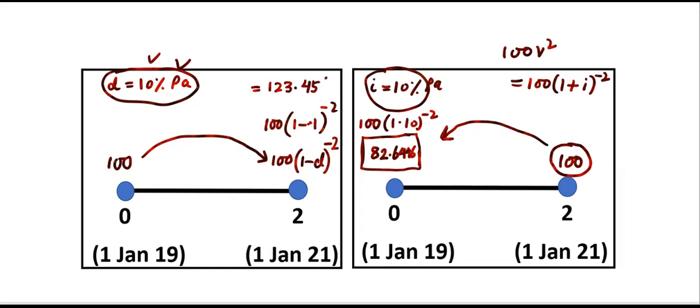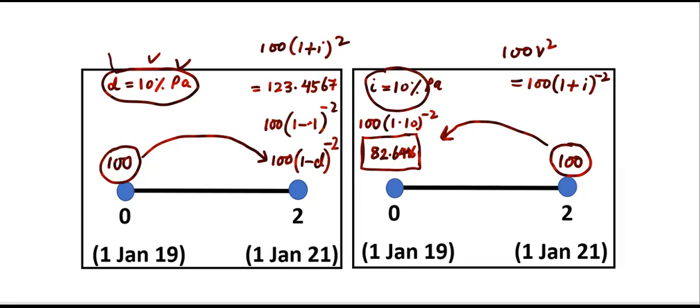4 5 6 7, maybe you will get this amount. If you deposit 100 in the bank, deposited on 1 January 2019, you can expect to get 123.4567 if D is 10% per annum. Suppose you don't want to do it this way, you want to use 100 into (1 plus i) squared, the normal formula. That also you can do.